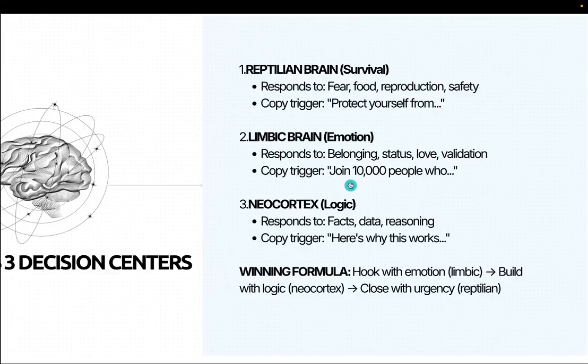The next one is the limbic brain. The limbic brain is emotion. It responds to belonging, status, love, or validation. With this one, you can say something like, join 10,000 people who, you get it. I usually use this form of trigger when I'm rolling out a copy for my skills training. If I organized cohort 1 and about 500 people joined, in cohort 2 I'll say, join 500 plus students who took this course in cohort 1 and have made so and so progress.